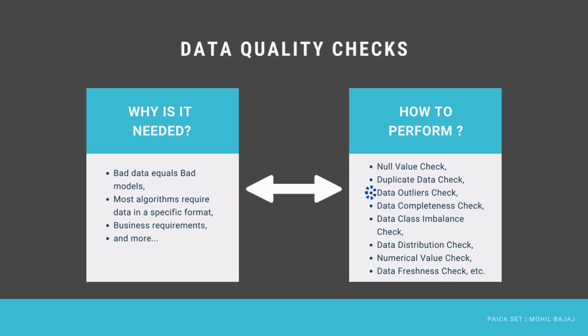Next is the outlier check. As we discussed in detail earlier, outliers are data points that differ significantly from other observations. They also can mislead the training process of your models and should be checked for and rectified.